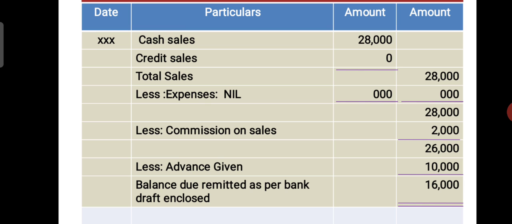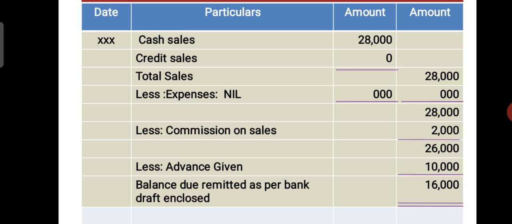consignee expenses. There is no expenditure in this problem. There is no consignee's expenditure, so simply ignore it or make it nil, and we will get the same balance, 28,000. From that again you deduct less commission on sales. In this problem it is clearly given, rupees 2,000 as commission on sales, that should be deducted, and you will get 26,000 rupees.